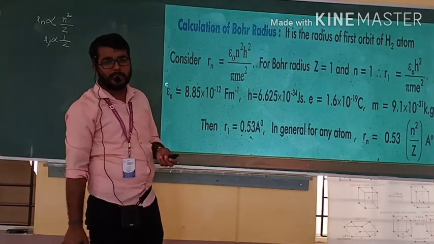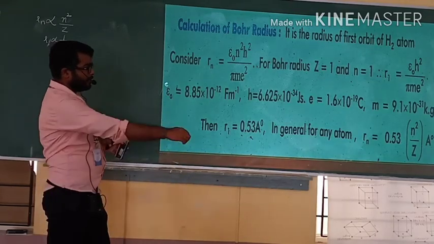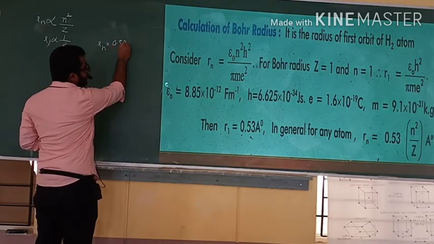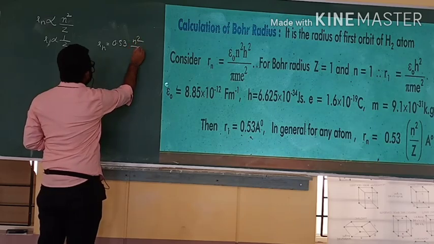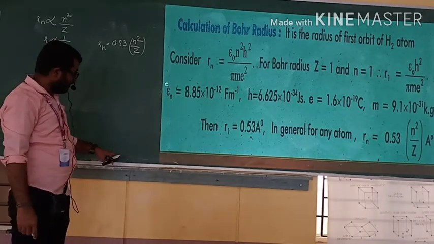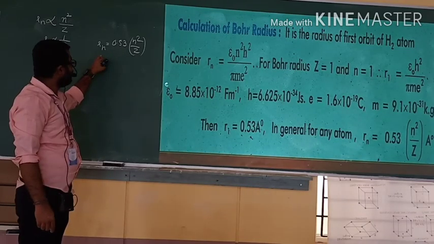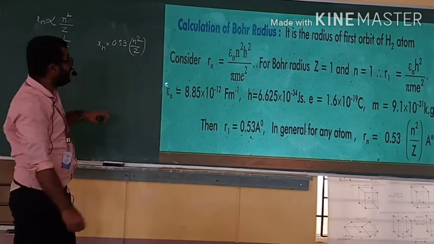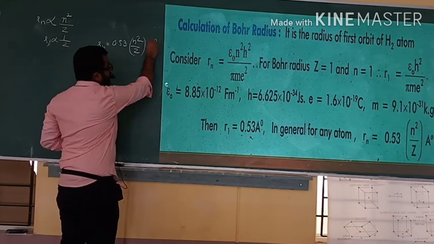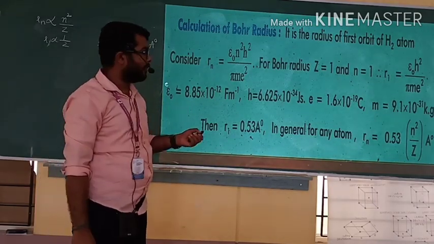In general, for all other atoms, the value will be Rn is equal to 0.53 into n square divided by Z. For the hydrogen atom, taking the first orbit, Rn is equal to 0.53 angstrom. For atoms other than hydrogen, like helium, it will be 0.53 into n square divided by Z angstrom. This value also you must remember: 0.53 into n square divided by Z angstrom.